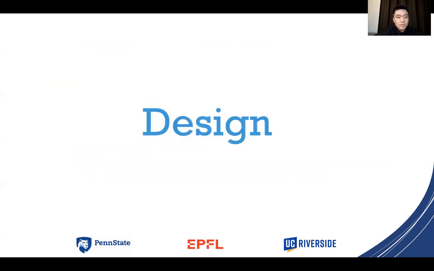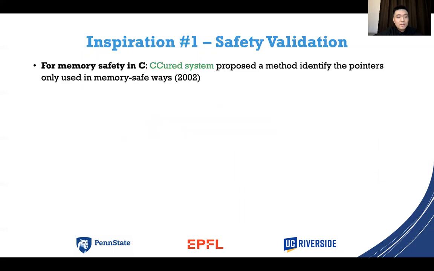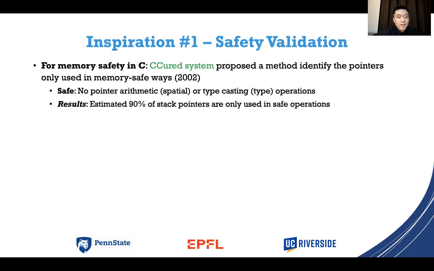Here we go to the design section of DataGuard. The design of DataGuard is inspired by two previous approaches. The idea of employing static safety validation to remove runtime checks is inspired by the SeCage framework. The system classifies safe pointers to be the pointers that never get involved in pointer arithmetic or typecast operations, which already shows that around 90% of the pointers are safe.